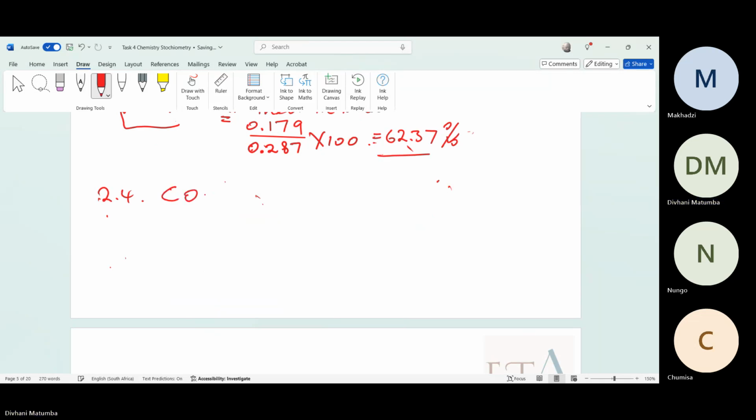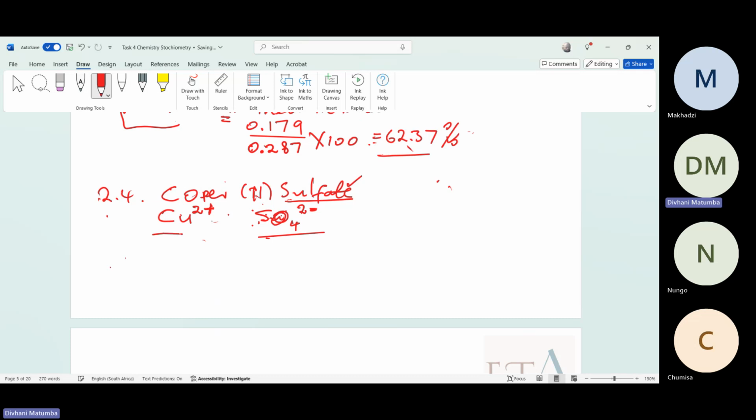So copper(II) sulfate. The 2 inside the brackets represents the number of electrons that are going to be lost for copper. And sulfate is a polyatomic ion. You remember in the last lesson we talked about polyatomic ions. Sulfate is SO4 and it has a 2 minus charge.